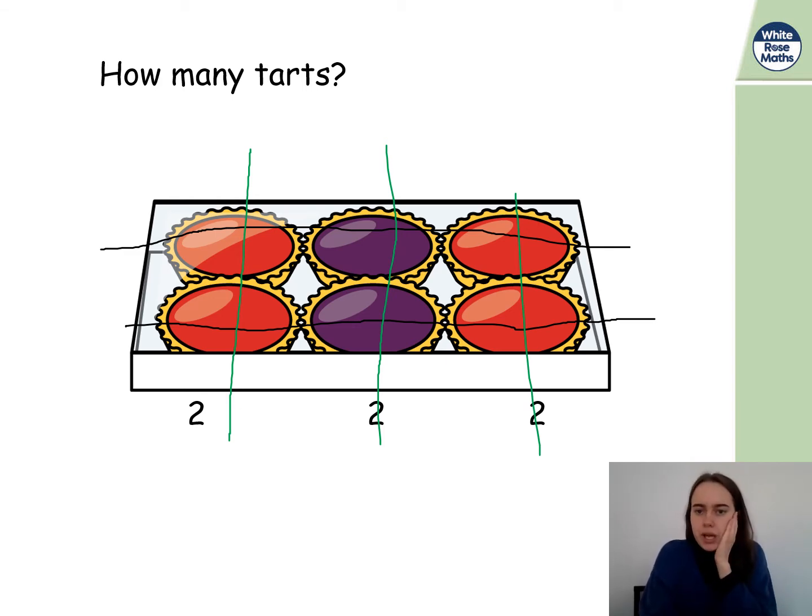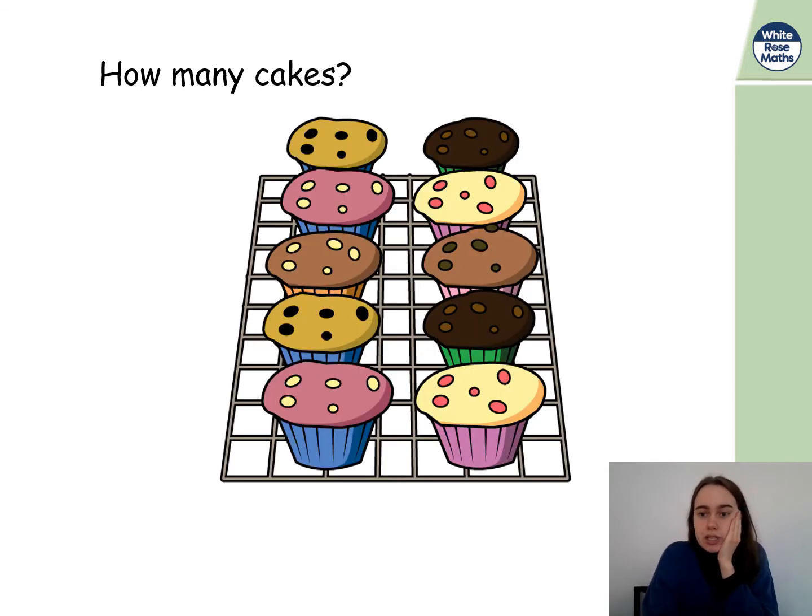In our rows, we had 3, and in our columns, we have 2 tarts. So we can use this to help us with our multiplication. So again, in this, have a think before I show you the answers. How many in each column? How many cakes in each column? And how many cakes in each row?